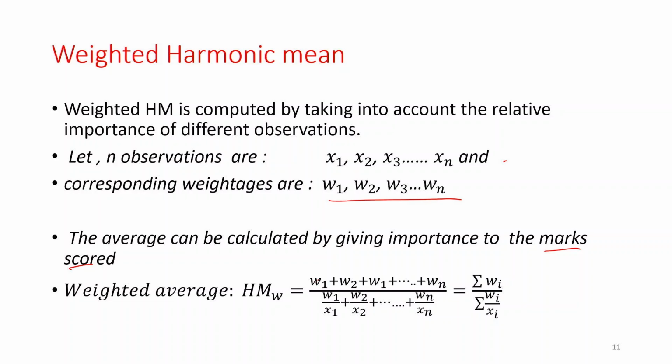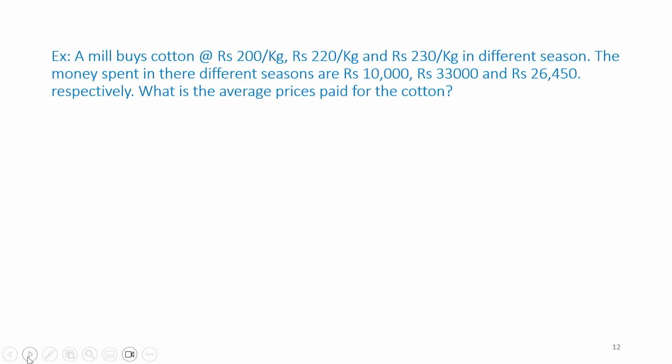then it is the same type of formula: w1 plus w2 plus w3 up to wn, divided by w1 by x1, w2 by x2, up to wn by xn. This is how we can find out the weighted harmonic mean. How and where is it to be used? That example is coming now.